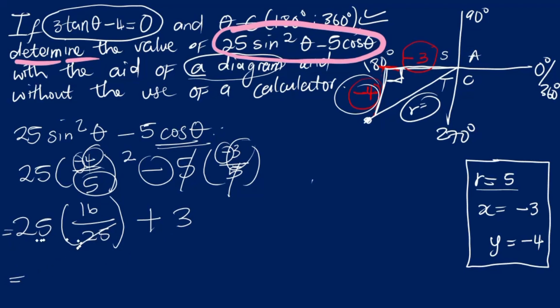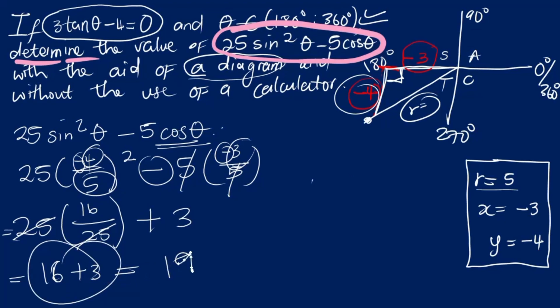All right. So I have a 25, which cancels out with the 25. And then I'm left with 16 plus 3 there. I hope you know how to calculate your values, guys, without a calculator. So how much do we get here? We get 19. So the answer we're looking for here is 19.